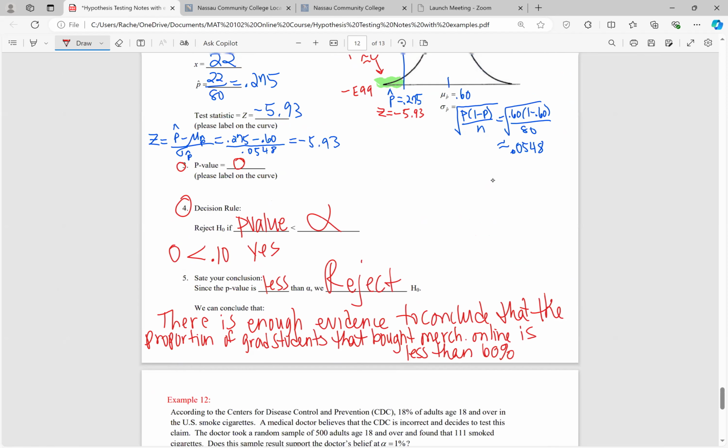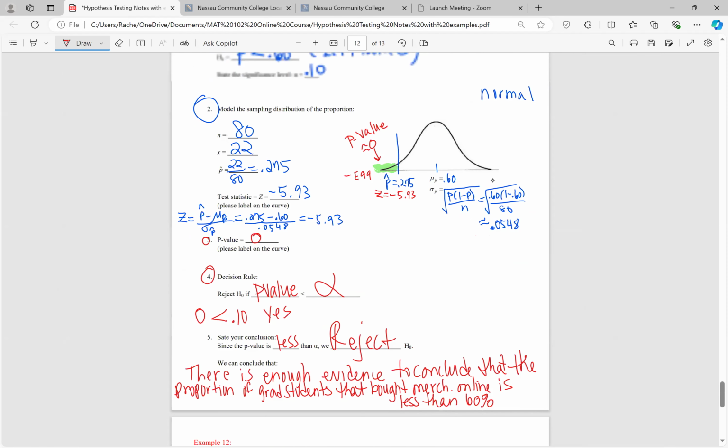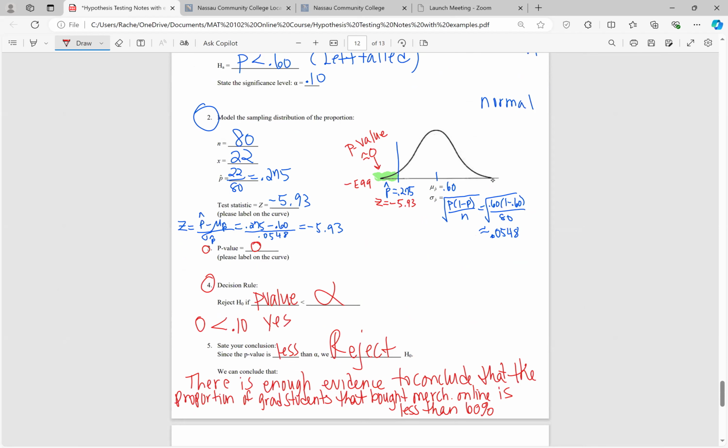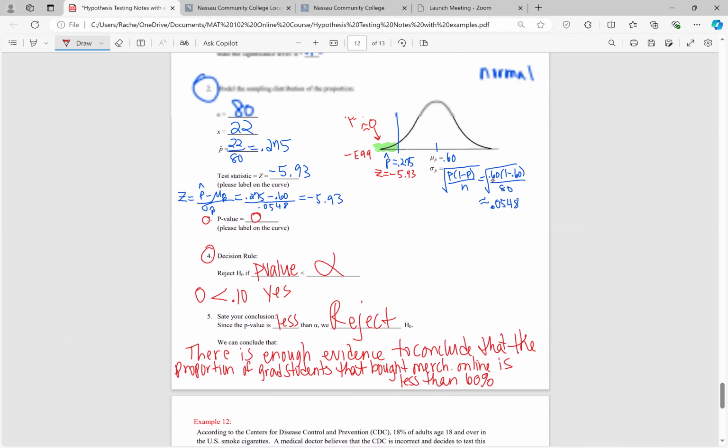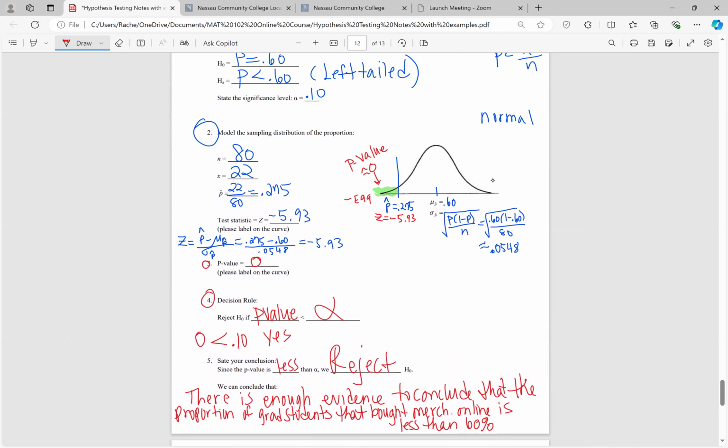So this completes another hypothesis test on proportions. We'll do one more in the next lecture. And that one will be an example of a two-tailed test. So notice I did one of each. For means, I did left-tailed, right-tailed, two-tailed. Now for proportions, I did a left-tailed and a right-tailed, and now we'll do a two-tailed.